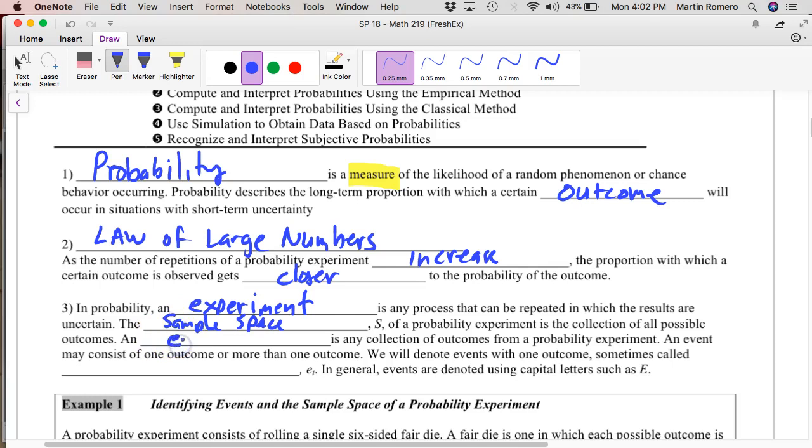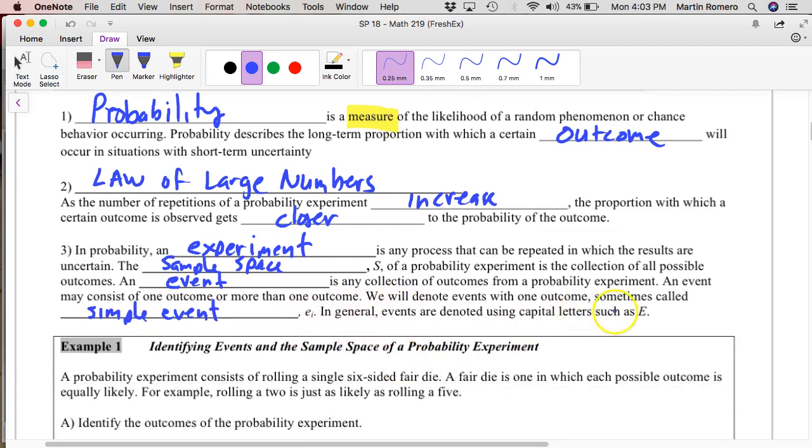Another word we use is an event. An event is any collection of outcomes from a probability experiment. An event may consist of one outcome or more than one outcome. We will denote events with one outcome, sometimes called a simple event. In general, events are denoted using capital letters such as E.